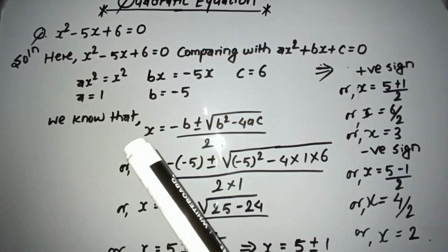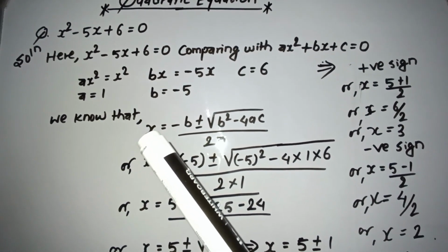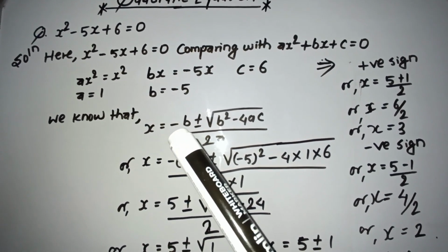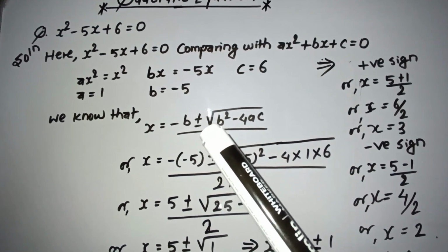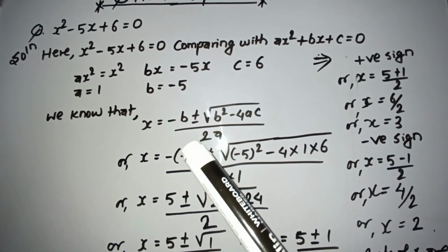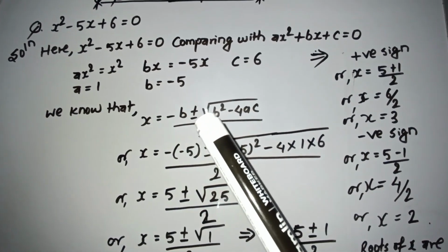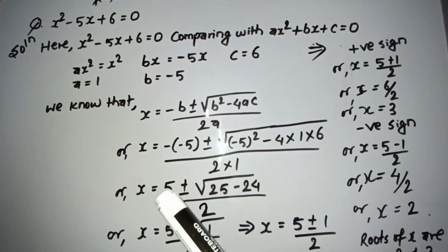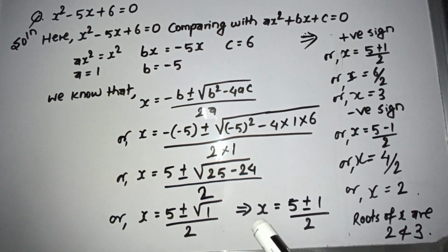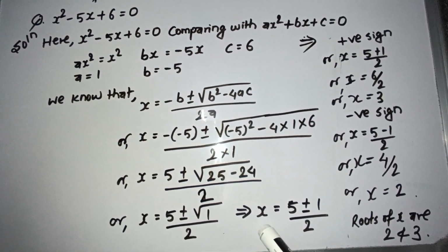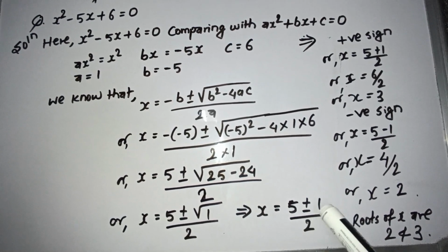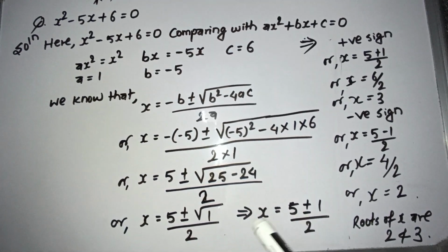We know that we have a formula to calculate this quadratic equation, that is x is equals to minus b plus minus under root b square minus 4ac divided by 2a. Substitute all these values and solving we get this, that is x is equals to 5 plus minus 1 divided by 2.